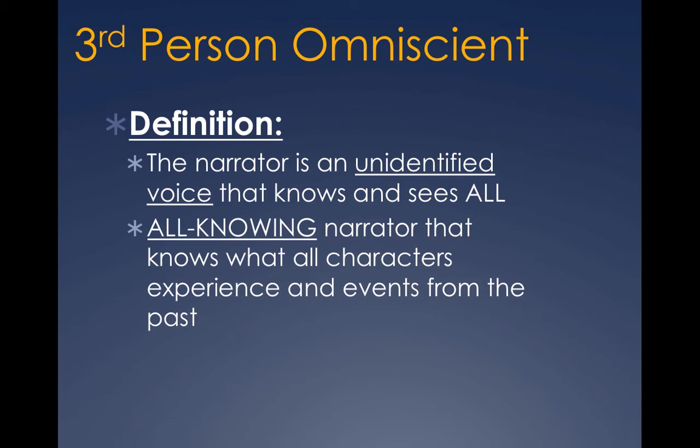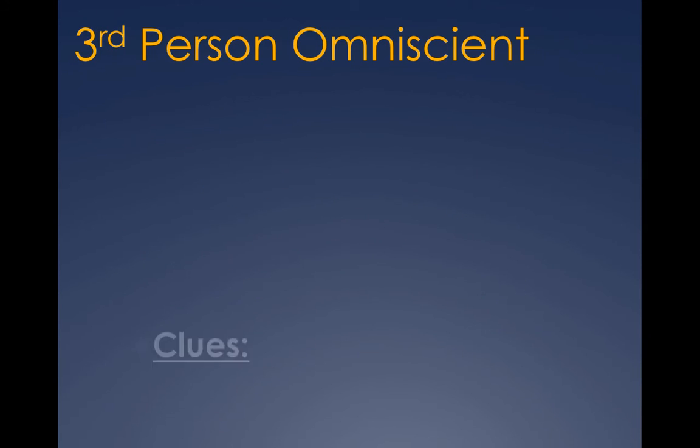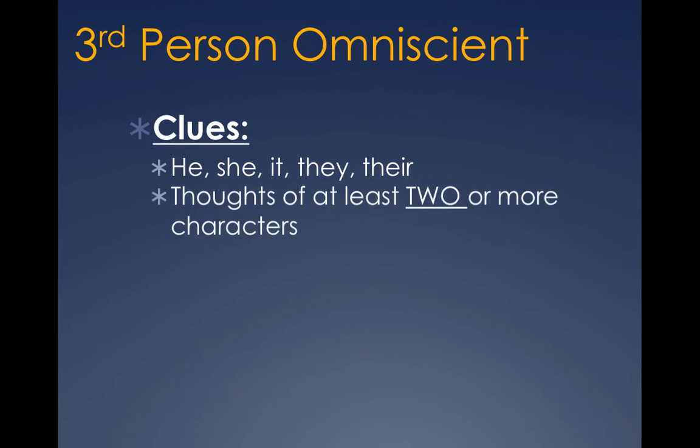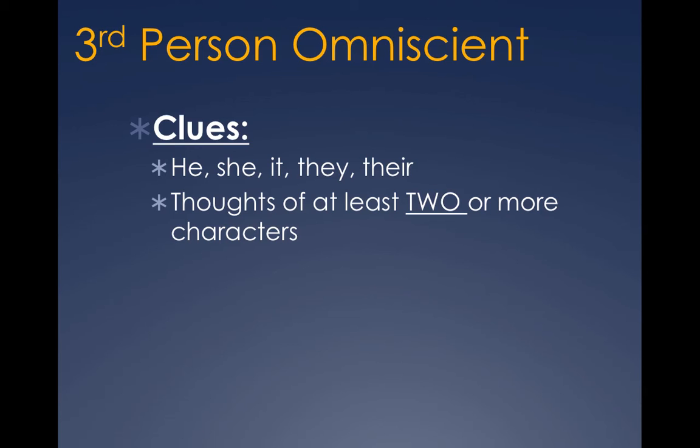Again, they're unidentified, which is similar to third person limited, but with third person limited being specific to one character, third person omniscient is us seeing every single character. There are some clues to identifying third person omniscient. They will have the same pronouns as third person limited. However, if we are told the thoughts of two or more characters, or we see things happen from the points of view of two or more characters, that's when we know we have third person omniscient. We might also have this narrator commenting on events going on in the story.